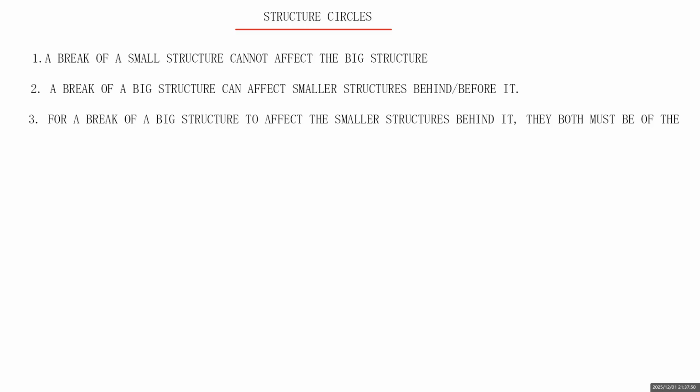So for a break of a big structure to affect the smaller structures behind it, they both must be of the same movement. And apart from the same movement, they must at least be able to be put together.